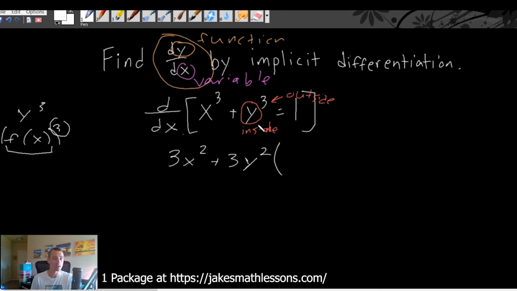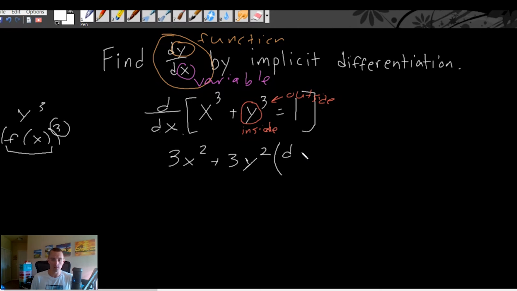Since we don't know y, we can't know the derivative of y. So really all we can do is to say the derivative of y is just the derivative of y with respect to x, dy dx. So that's the derivative of this term here. Then we need to also take the derivative of the other side of our equation. The derivative of a constant is just 0.